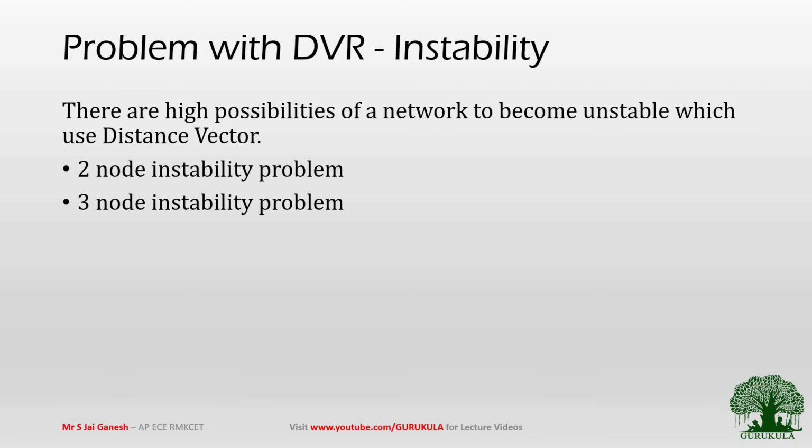Now we will talk about the various problems that are available in distance vector routing. Generally, there is a high possibility of a network becoming unstable when we especially use the distance vector algorithm. We could put those problems as two types: one is the two node instability problem and another one is the three node instability problem.